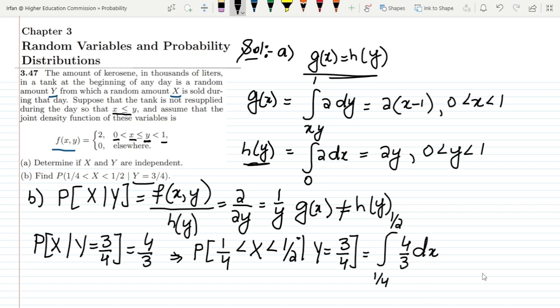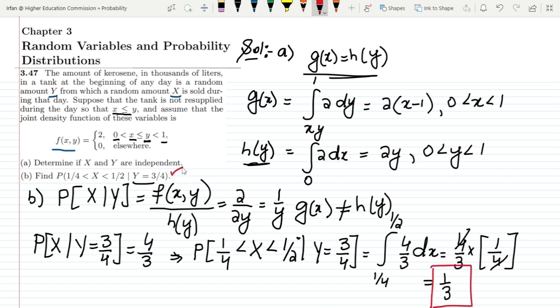Okay, so now integrating it and finding the values, I can very easily see that it will be 4 by 3 multiplied by 1/2 minus 1/4. I will again get 1/4 here. These two will cancel out, and ultimately the answer will be 1/3, which is the required probability of the question 3.47 part D.